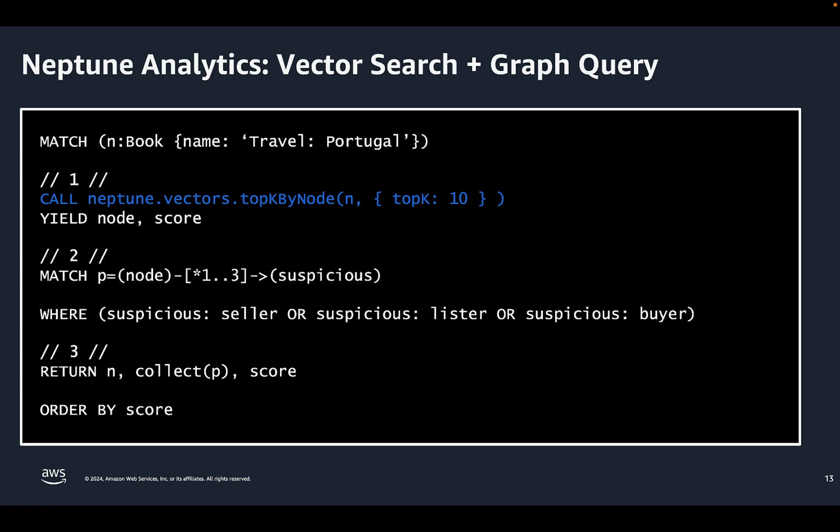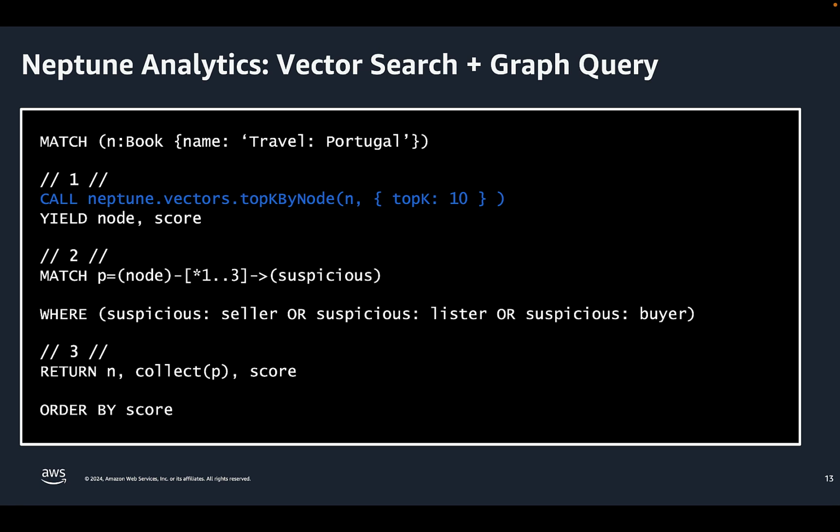So in step one of the query, I can use neptune.vectors.topkbynode to find books with similar features that are also in my catalog. So these will be books that are similar to Travel Portugal.